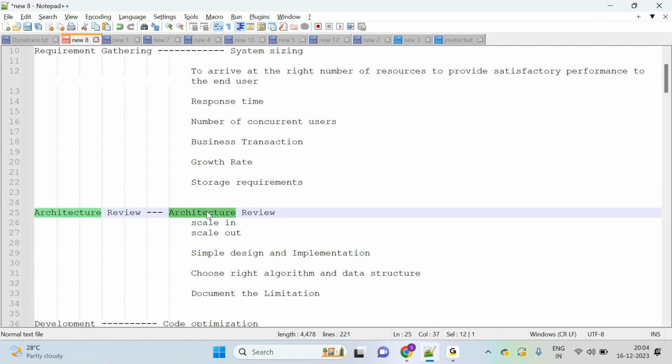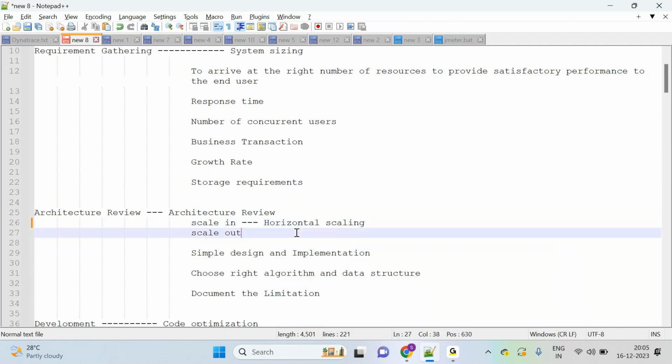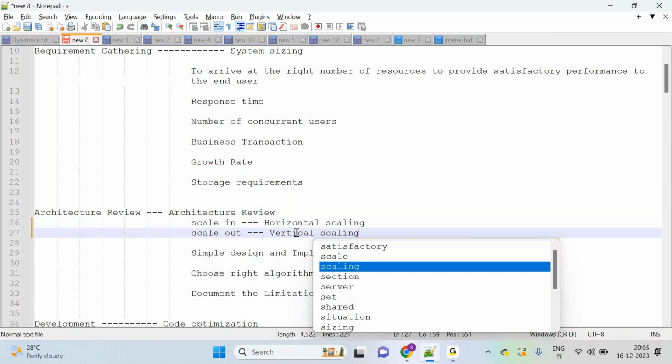Basic understanding: system A talks to system B talks to system C, or how the implementation is there. Can this be easily modified, or is this going to create unnecessary overhead? Like that, you need to ask questions and get the understanding with respect to the architectural review. That is where the concept of scale in, scale out comes into the picture. Horizontal scaling, vertical scaling.